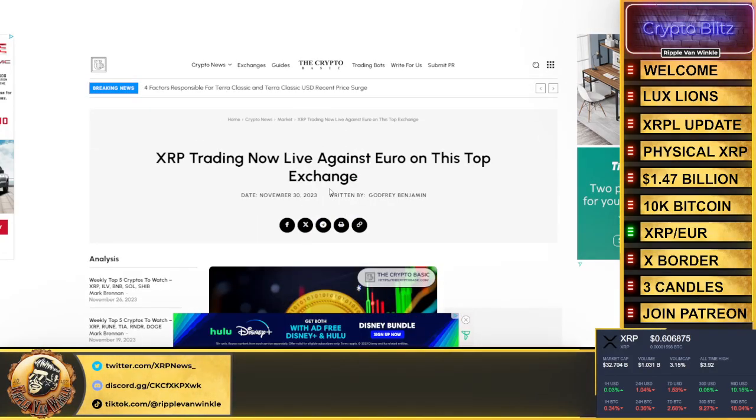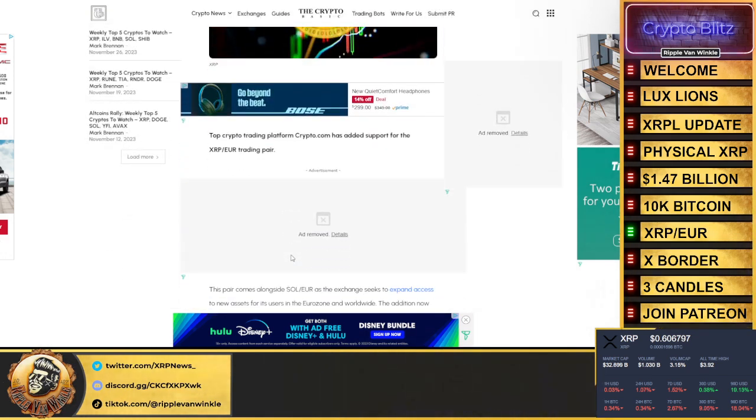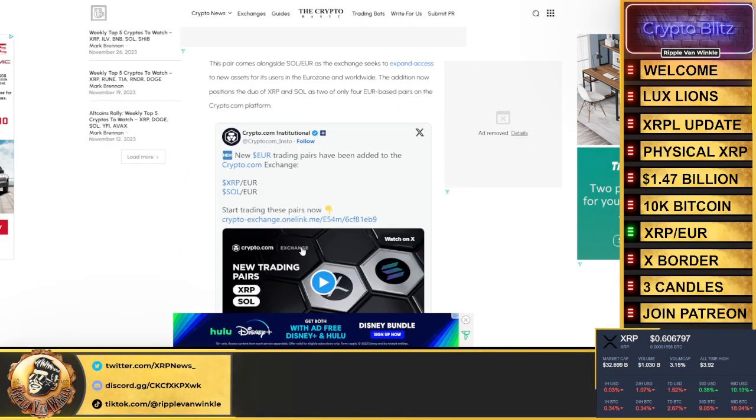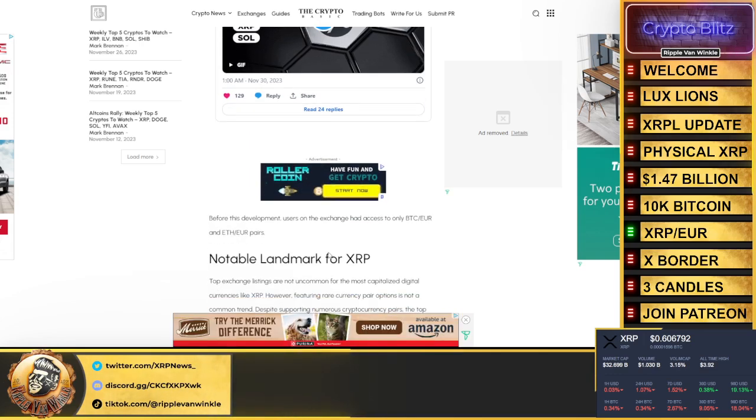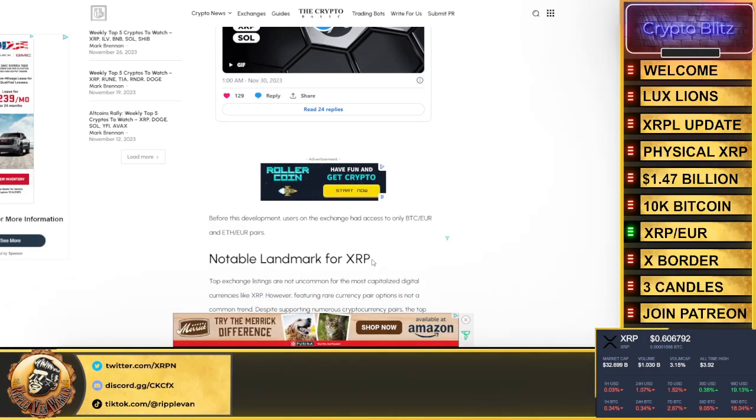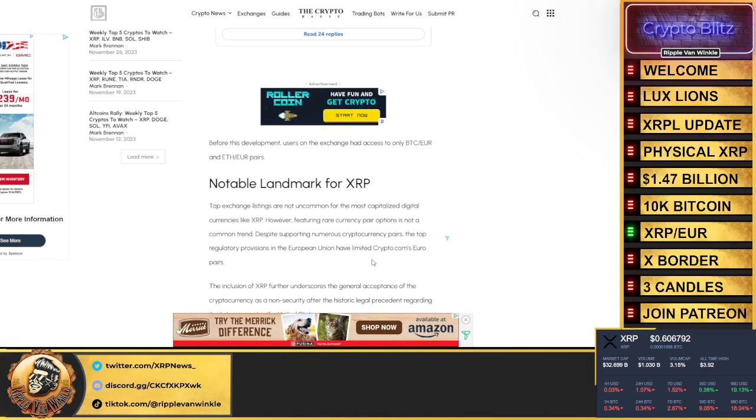We get this coming from crypto.com. XRP is now trading live against Euro on this top exchange, which is known as crypto.com. They announced yesterday the new Euro trading pair has been added to the crypto.com exchange, XRP to Euro and Solana to Euro. Before this development, users on the exchange only had access to Bitcoin, Ethereum, Euro pairs. Now they got access to XRP to the Euro. I wonder why. Could it perhaps be the clarity that XRP got in the US that these exchanges have finally opened up and not fighting it?